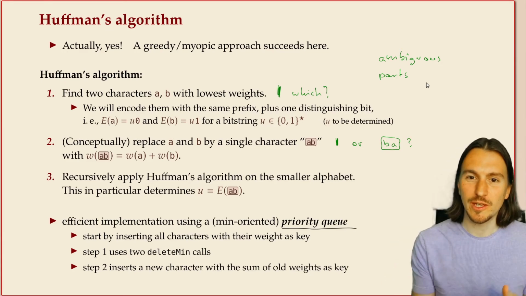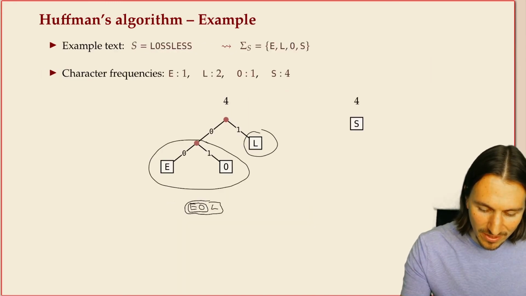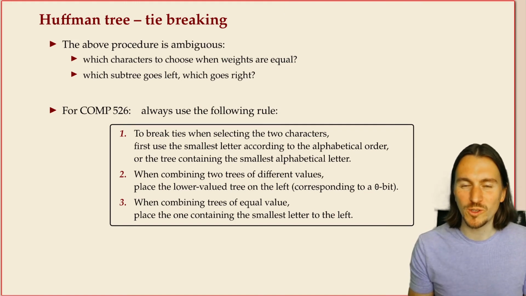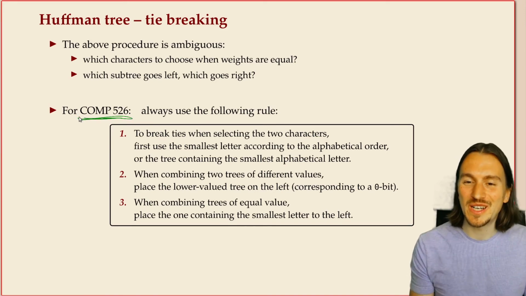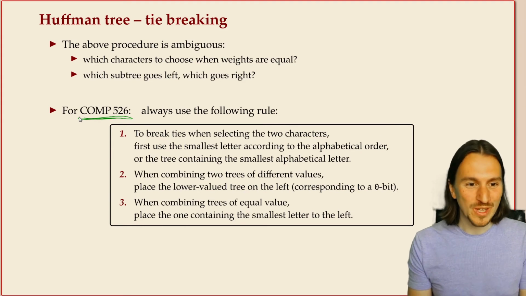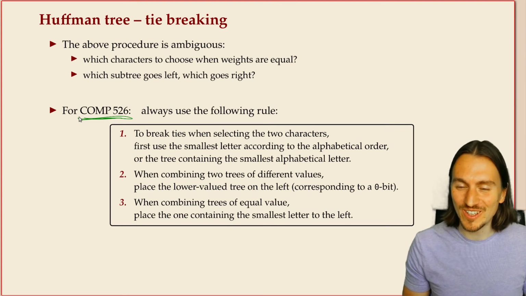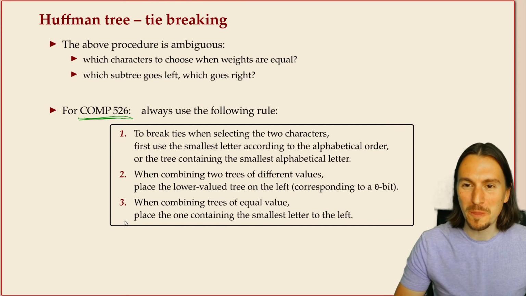Any choice gives you an optimal code trie. But it's often convenient to fix a certain rule so that we all get the same trie. Then you can only transmit the frequencies, for example, and everyone executing the algorithm would end up with the same code. And in particular, for our module, should this arise at some point, should someone be asked to do this in an exam, say, it would be important to follow these rules.